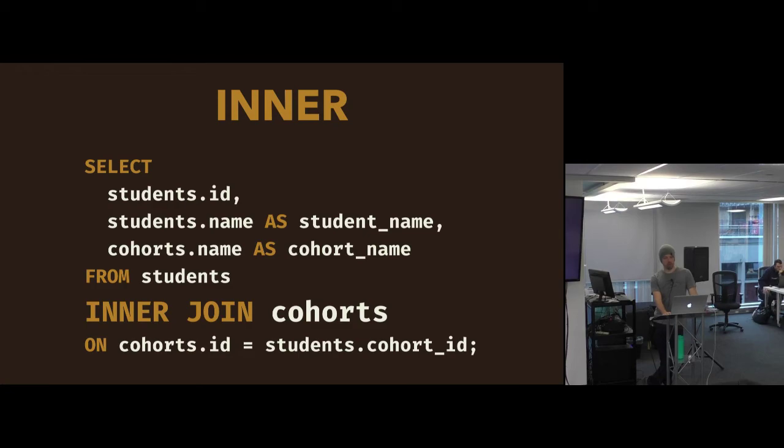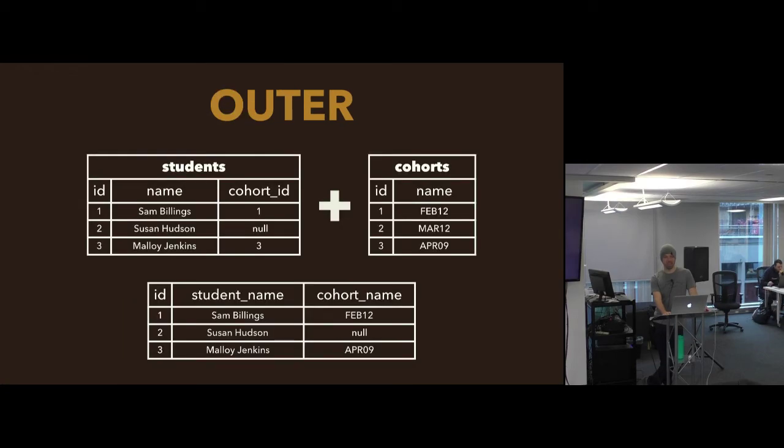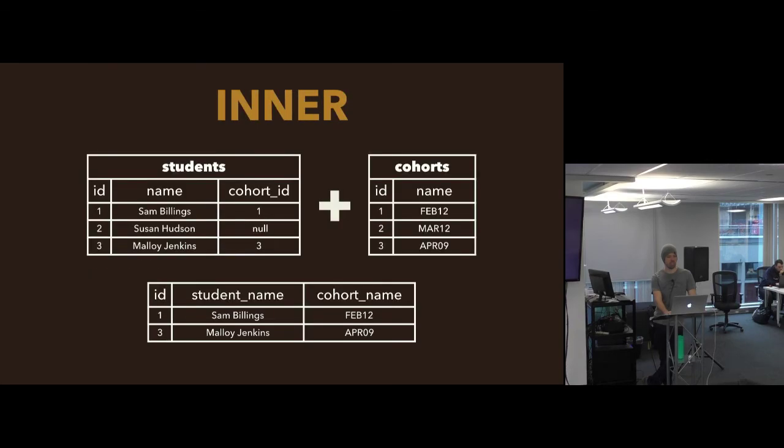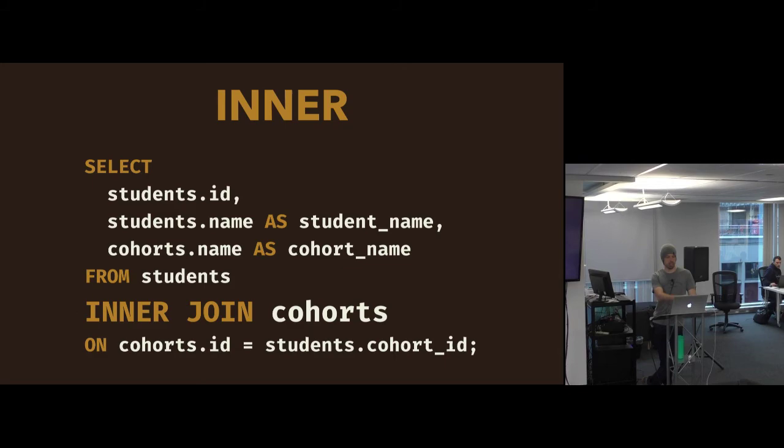Now, why this is important is because we have an outer join as well, and an outer join would still give us that result if it didn't match. So this is the major difference in behavior between the inner join and the outer join: in an outer join, we will get all the students, even those that do not belong to a cohort. Whereas with an inner join, we only get the students that belong to a cohort based on that condition at the bottom there. Okay?